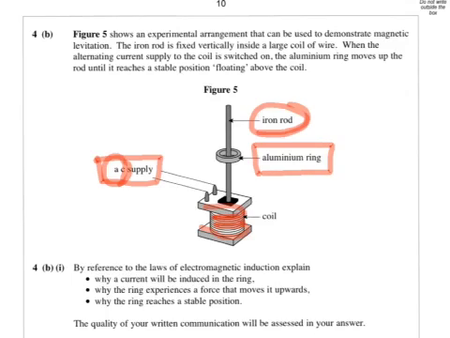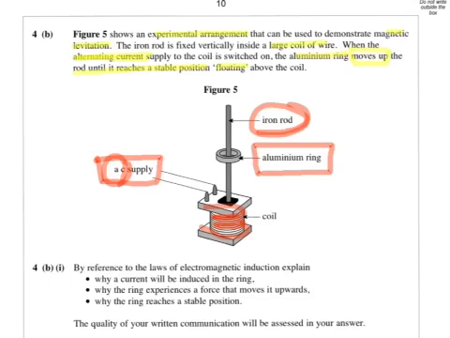floating. Reading through the question, I see I've got an experimental arrangement that can be used to demonstrate magnetic levitation. The iron rod is fixed vertically inside a large coil of wire, so there's my electromagnet. When the alternating current, so I'll spot it a second time, supplied to the coil is switched on, the aluminium ring moves up the rod until it reaches a stable position, floating above the coil. Now this moving up looks interesting to me.